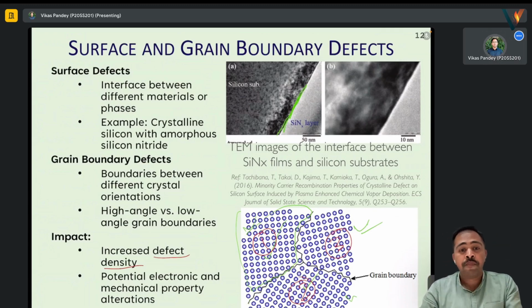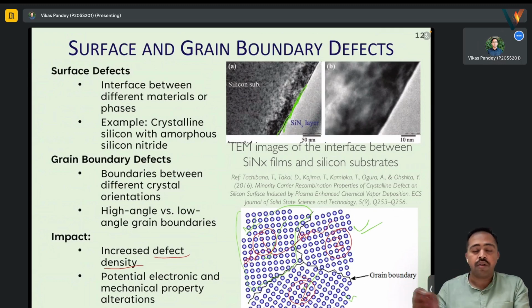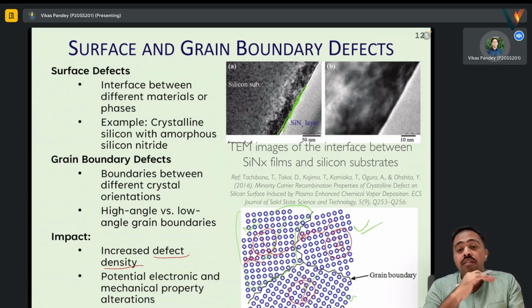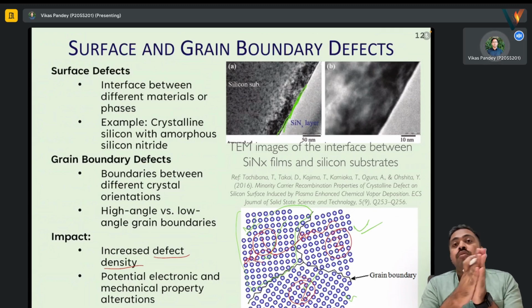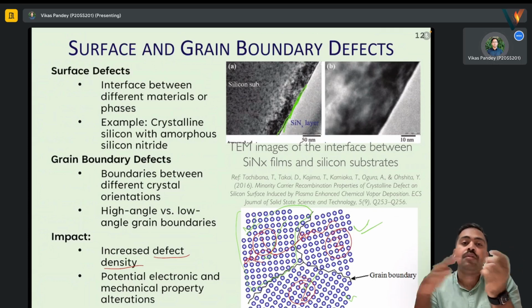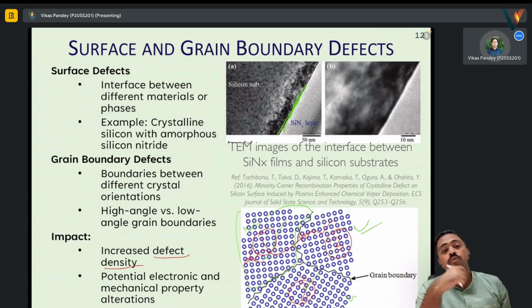Okay, as well as this will lead to some change in mechanical and electronic properties, like the flow of electrons that was expected to be, say, at some mobility or some speed with some resistance, that will vary because there are some unwanted boundaries that it will have to overcome. Okay, so this will play some role.